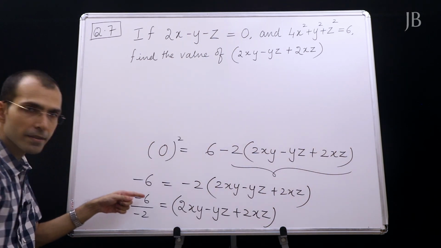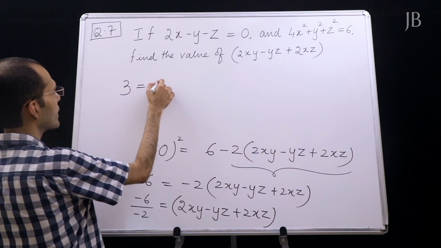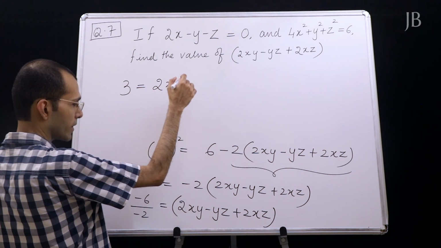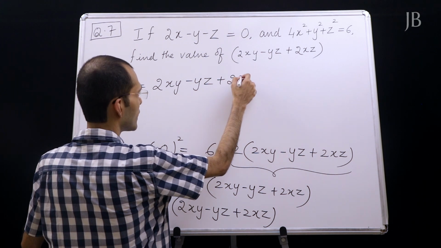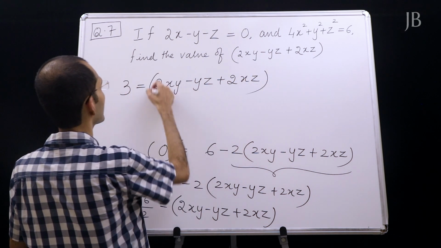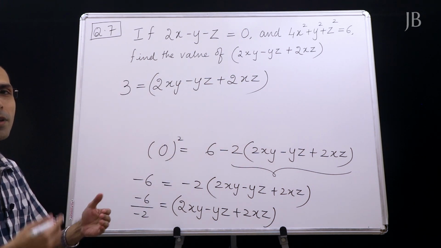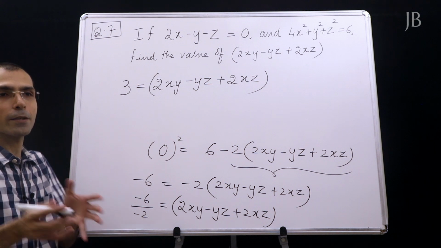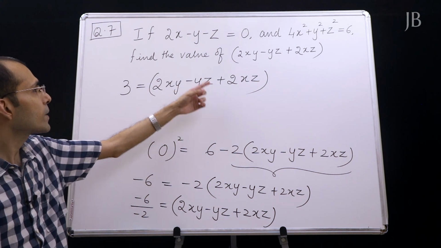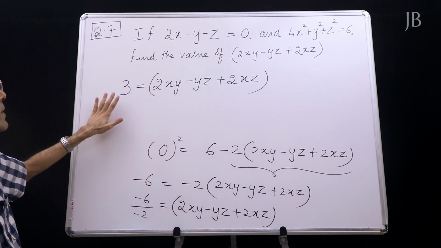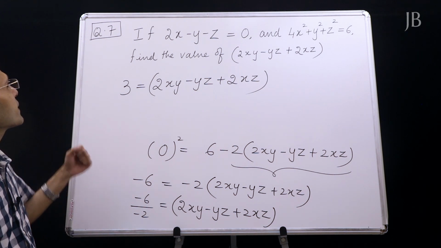Minus 6 upon minus 2, 3. So now 3 will equal 2xy minus yz plus 2xz. So this completes with your problem, and we can write this here first because it's very odd to write 3 is equaling y. It is always better to write y is equaling 3. So 2xy minus yz plus 2xz finally results in 3 under the given conditions, and this completes with your topic.